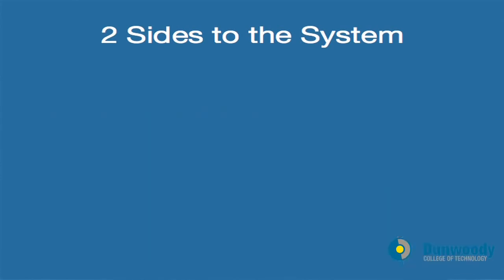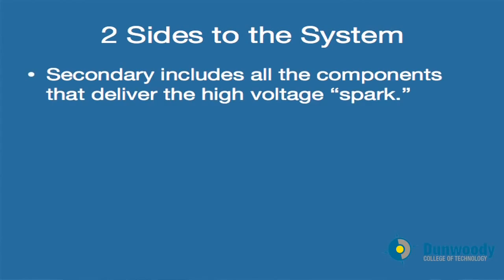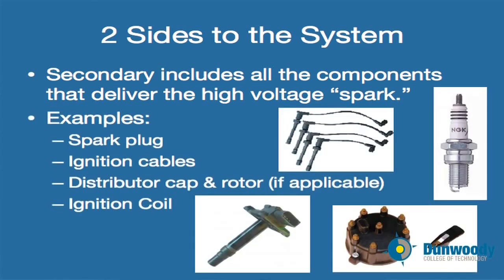The secondary side includes all of the components that deliver the high voltage spark to the system. Some examples on this side of the system are going to include the spark plug, which actually ignites the air-fuel mixture. The ignition cables, which may or may not be on every type of system, depends on the system, but it is the idea that it routes the spark from the coil to the spark plug. Distributor cap and rotor, if applicable, and the ignition coil again.